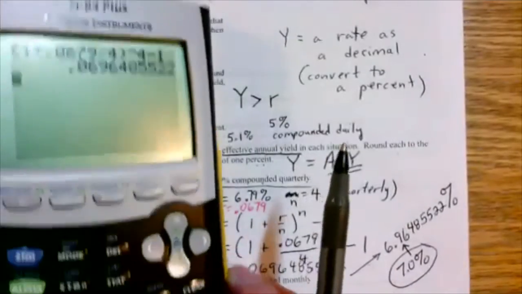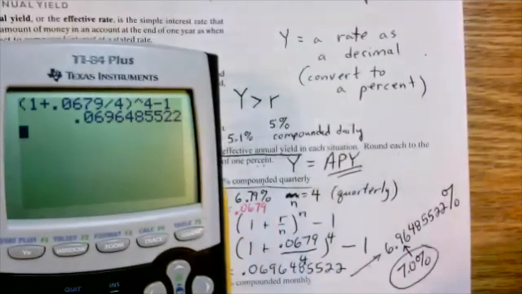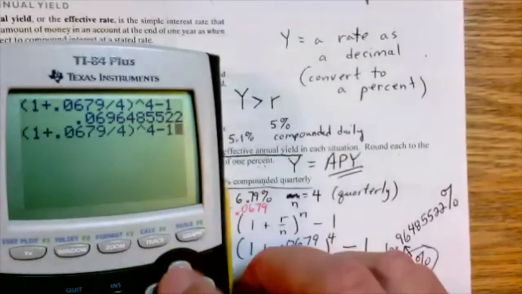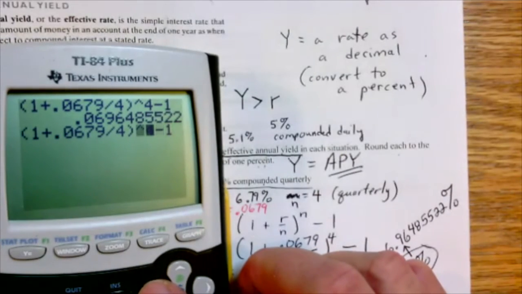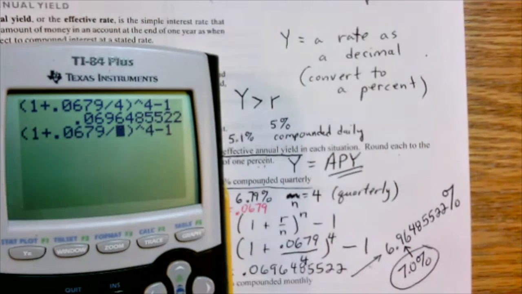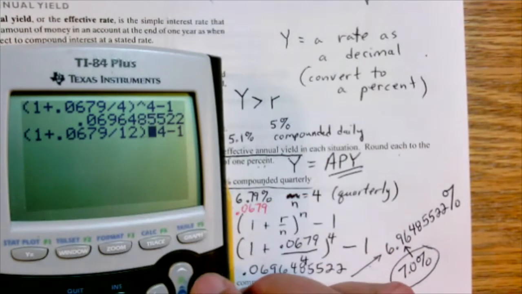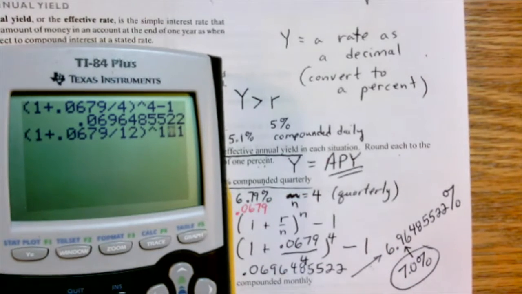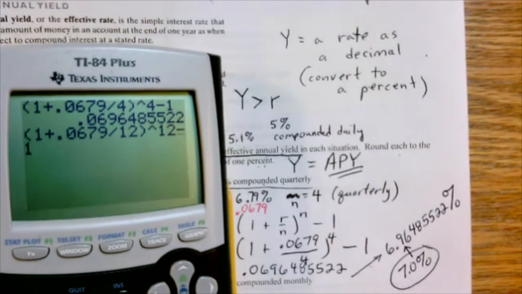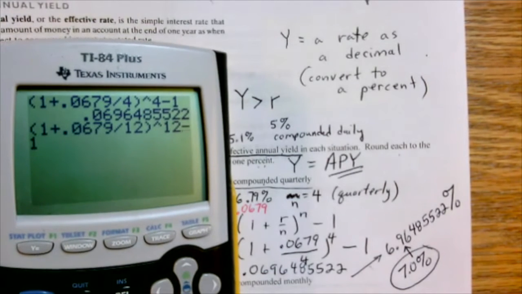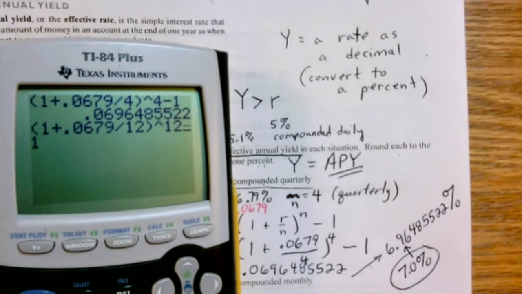If instead of quarterly, we change this to monthly, then I would have to change the value of n in 2 places. I'd have to change the 4 to a 12 there, and I also have to change the 4 to a 12 there. So if interest was compounded monthly, would that change this number dramatically?